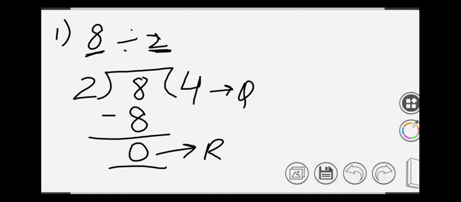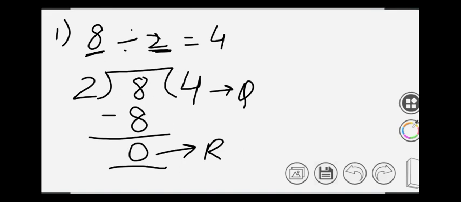Also, we can do 1 digit by 1 digit division directly. We just have to say the table of 2 until 8 comes, and see at which time 8 comes in the table of 2. So 2 4s are 8. So we can also write the answer directly.